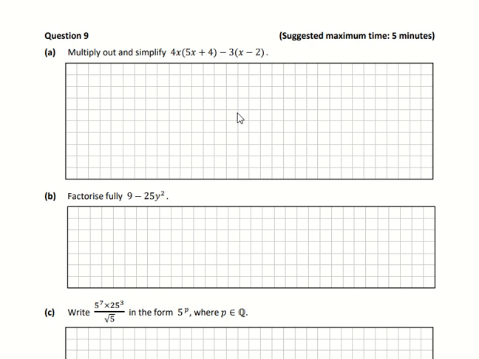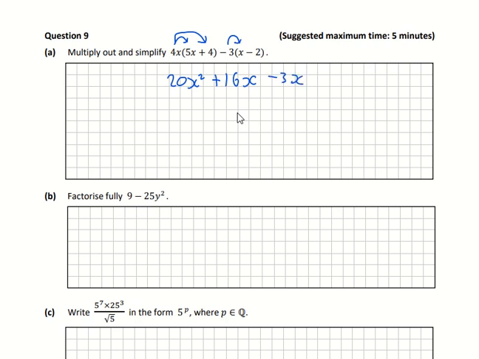First thing we have to do is multiply 4x by 5x. That gives us 20x squared. x by x is x squared. Then 4x multiplied by 4, that gives us 16x. Then it's minus 3 by x, that gives us minus 3x.